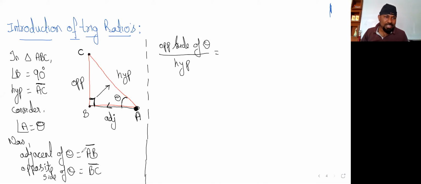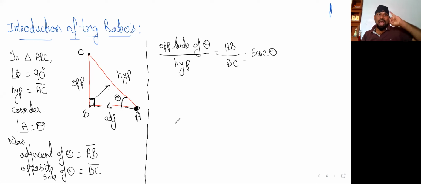So which is the opposite side of theta? AB is the opposite side of theta. Now the hypotenuse, which is nothing but AC. So we call the relation between the opposite side of theta by the hypotenuse as sin theta. You have to remember: hypotenuse, opposite, adjacent.